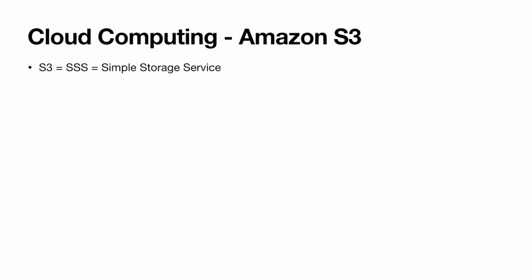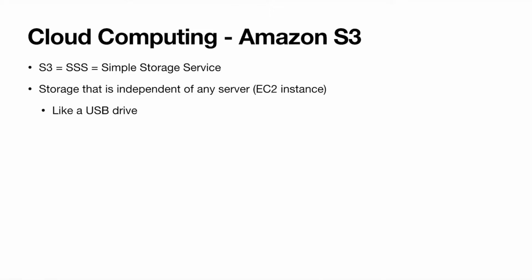True to form, Amazon's naming convention of this product, S3, similar to EC2, S3 is SSS, which is Simple Storage Service. And this is a dedicated storage service that is independent of any servers, any EC2 instances. And you can think of it like an online USB drive, but just in terms of the concept of it being independent of any server. Because Amazon S3 is really, you can't compare with a USB drive other than in terms of that feature.